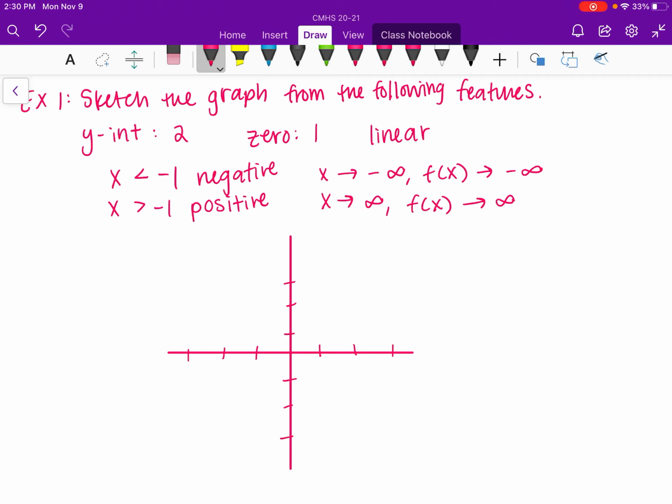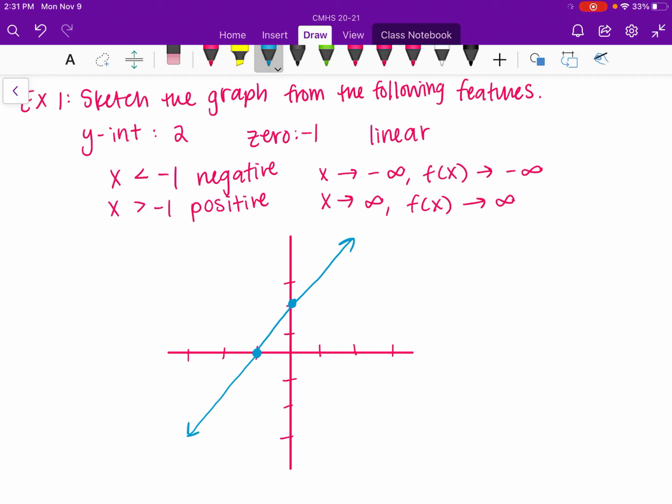Okay, let's take the clues one at a time. First, it says the y-intercept is 2. So let's go up to 2 and graph a point. Then it says the 0, oh, oops, I'm so sorry. The 0 is at -1. So it crosses the x-axis at -1. It says it is linear. From -1 down, it's negative. From -1 up, it's positive.